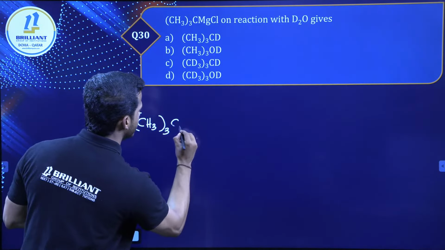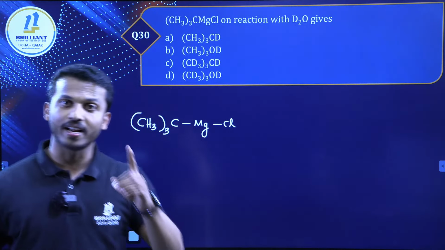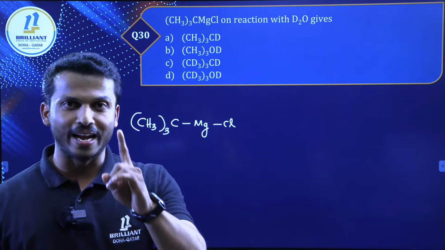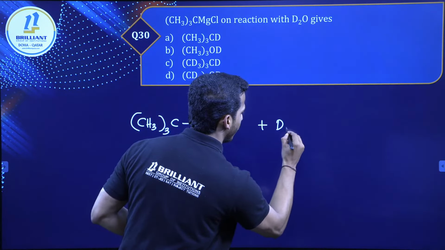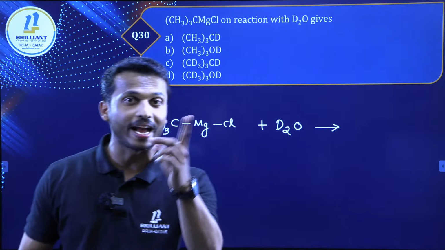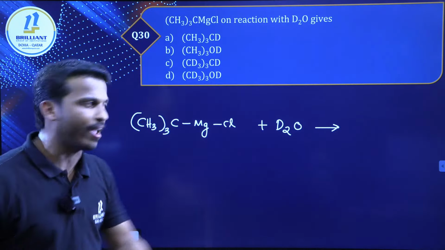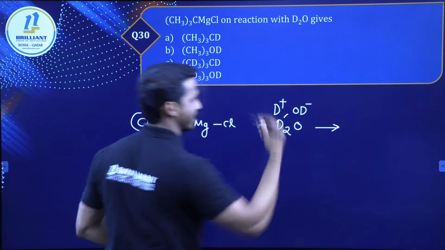CH3 thrice CMgCl. What is this? It's a Grignard reagent. It is a Grignard reagent treating with what? D2O. What is D2O? What is H2O, dear all? In H2O we have two ions, right? H plus and OH minus. Same way, D2O contains D plus and OD minus.